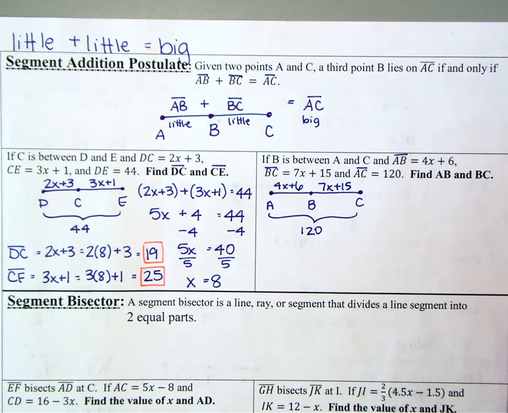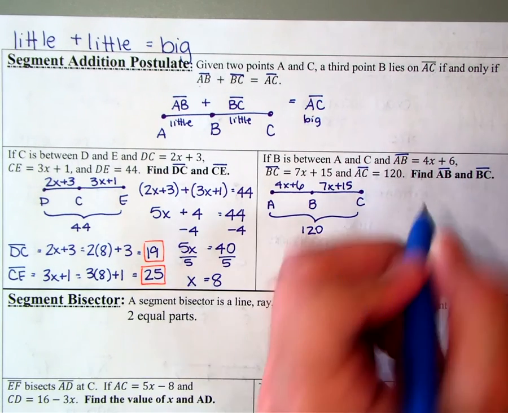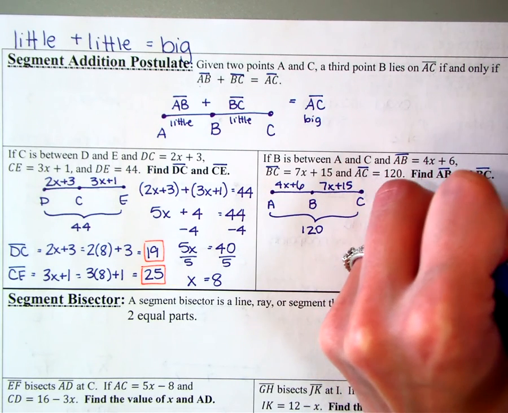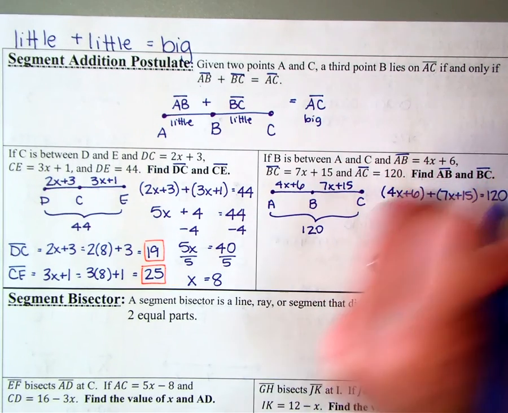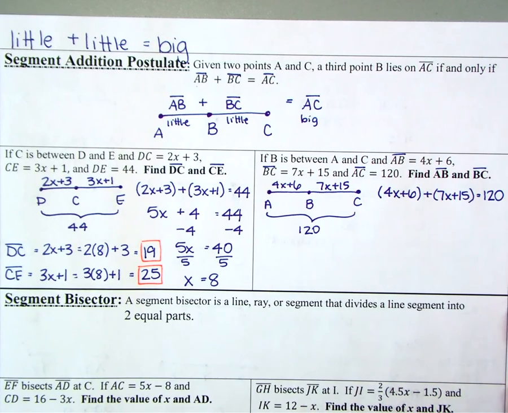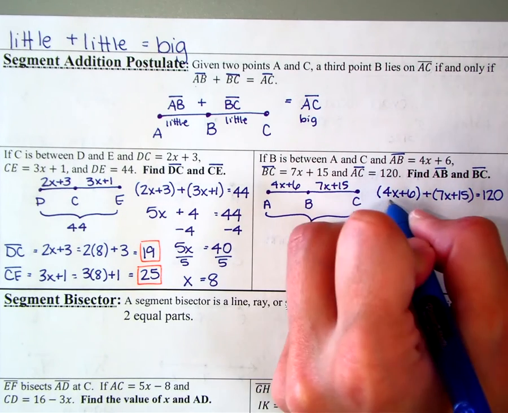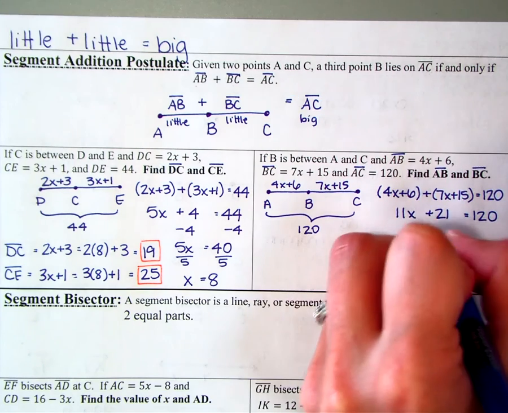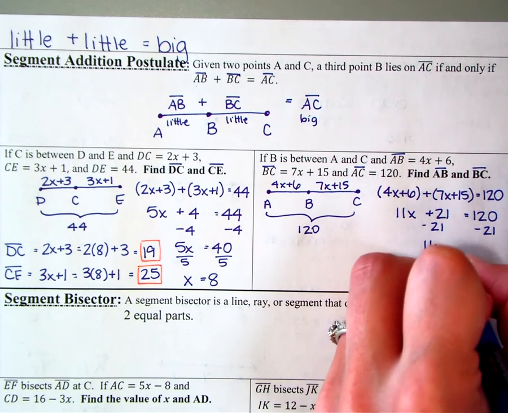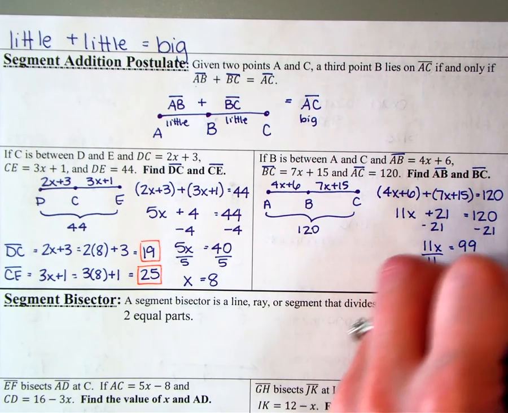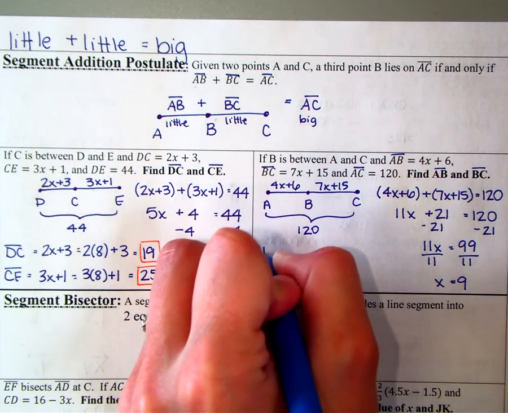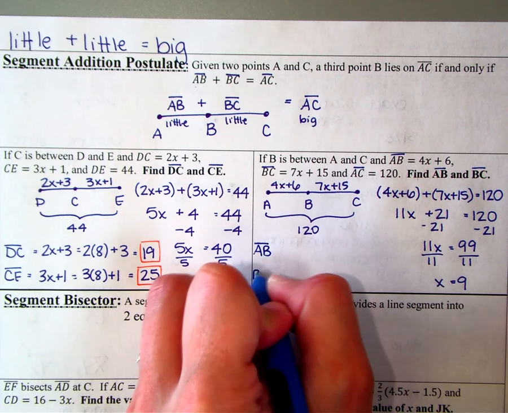So using what we know, we'll say little plus little equals big. So my little piece is 4x plus 6. My other little piece is 7x plus 15. And my big piece is 120. So we'll combine like terms and solve. Again, I'm not going to run through those steps. I'm hoping that you are really comfortable with solving and don't need that extra reinforcement there. So we end up with x equal to 9. To solve it, we would plug our x value back in and find AB and BC.